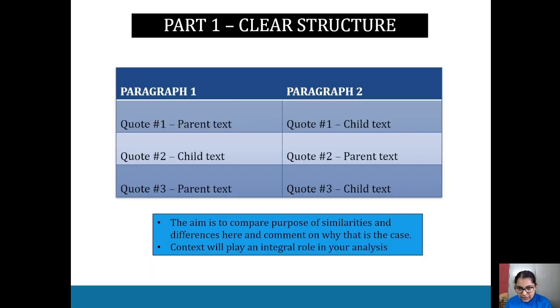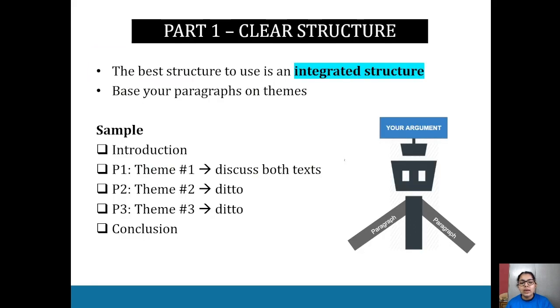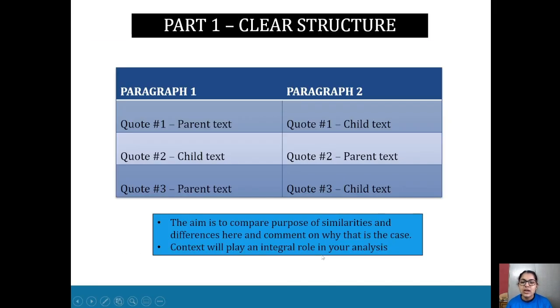So, a clear structure. Paragraph 1, I've got quote 1, my parent text. I'm using 3 quotes here. Quote 2, child text. Quote 3, my parent text again. So it's that one-for-one conversation, right? If I'm talking about, let's say, power in Richard III, I'm talking about how power is depicted. Richard's journey to power is depicted in a Machiavellian way in the parent text. In the child text, there are those 20th century ideals that are attached to it. And then in the parent text, again, I'm talking about the Elizabethan influence.